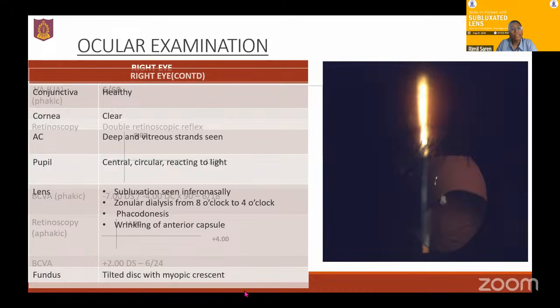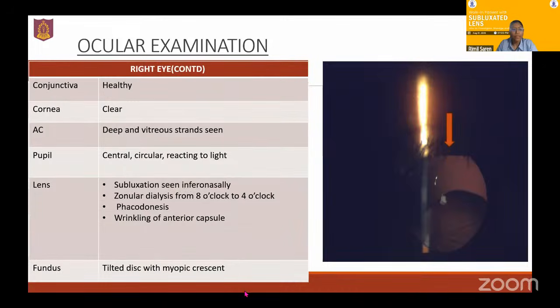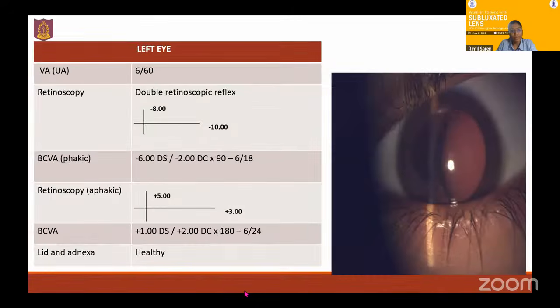His lens subluxation was seen inferonasally with dialysis from 8 to 4 o'clock. Phacodonesis was present with wrinkling of the anterior capsule. His fundus showed a tilted disc with a myopic crescent.